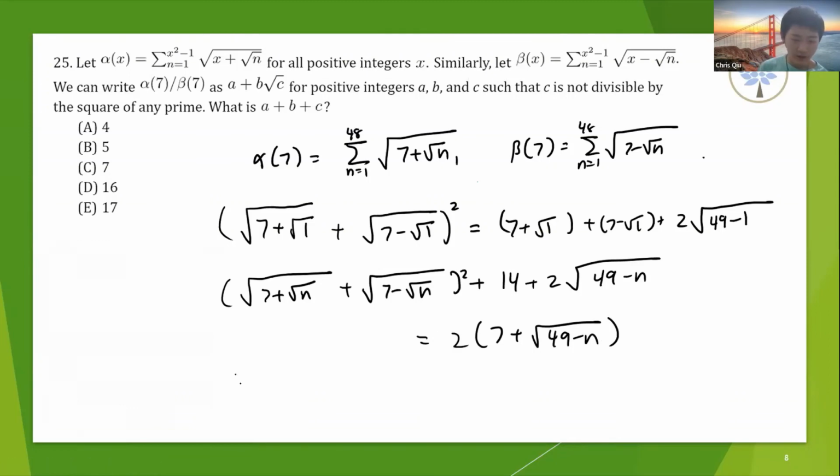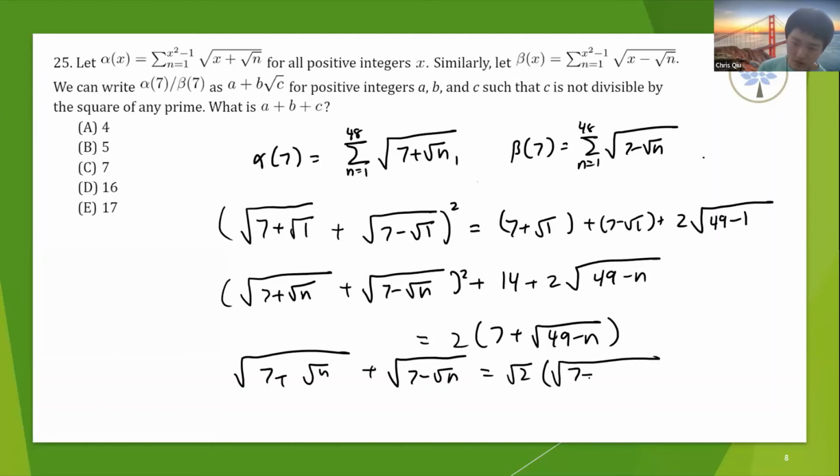And then from here, you can write out all of these different equations, root 7 plus root n plus root 7 minus root n. And this is equal to, in fact, this thing, 49. So what we did here is we basically took a square of both sides of this equation, and we get something very interesting. We get that the square root of 7 plus root n plus the square root of 7 minus root n is equal to root 2 times the square root of 7 plus root 49 minus n.